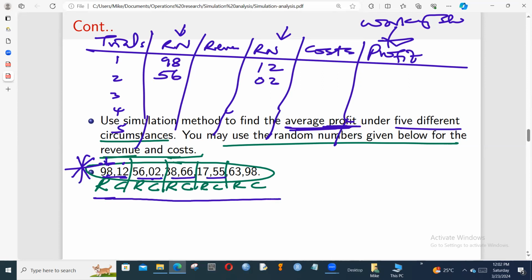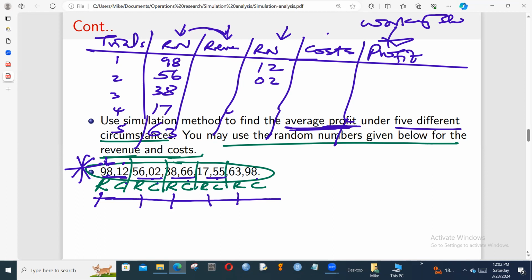So you can now begin even picking the R. The R is 98, 56, 38, 17, 63. So those are the ones going to be among the column of random numbers associated with revenue. So you have 98, 56, then you have 38, 17, and finally 63. So the other ones, 12, 02, 66, 55, 98, are now the random numbers associated with the cost.